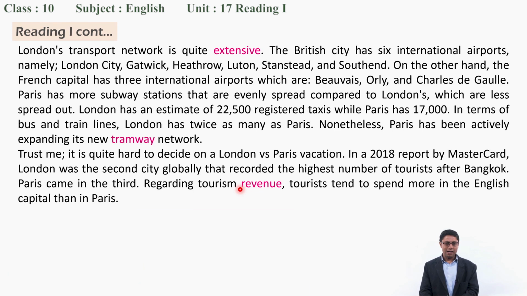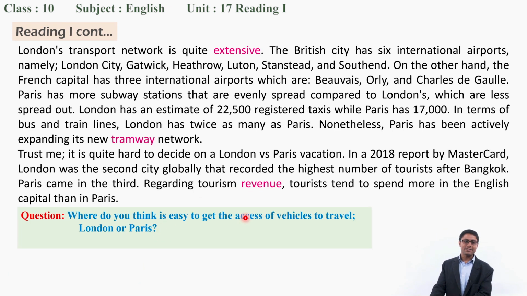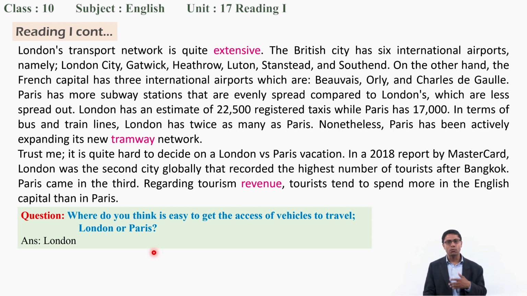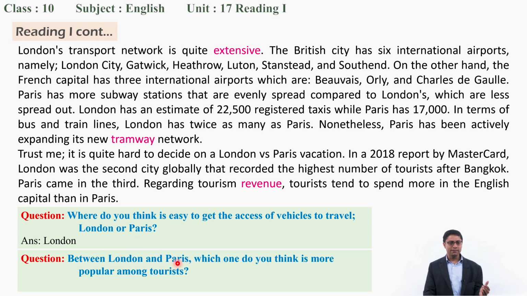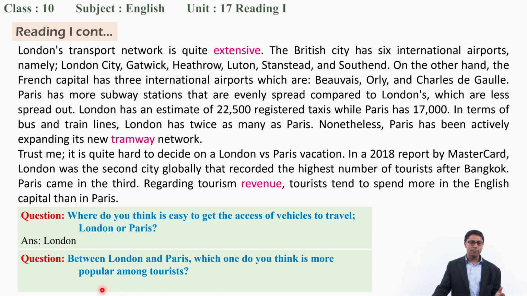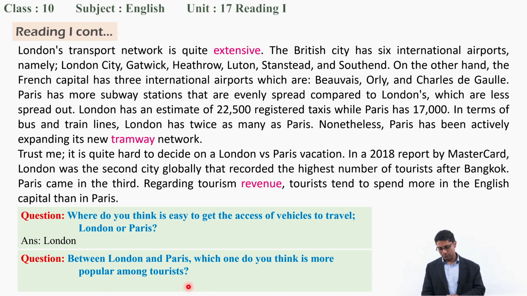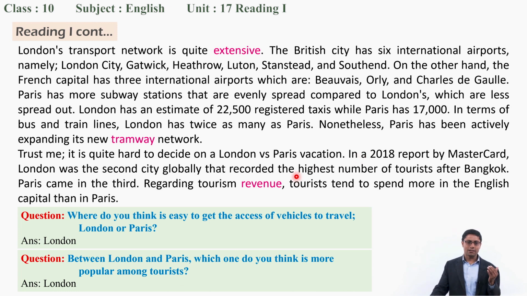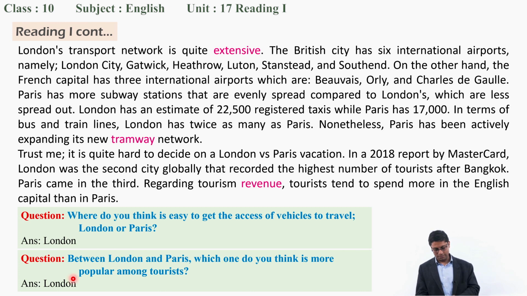Okay, now I have a question for you. Where do you think is easy to get access to vehicles to travel, London or Paris? It was a question. So what did you find out? Certainly it's London because it has more bus lines, more train lines, more airports. Okay. So similarly, the next question was, between London and Paris, which one do you think is more popular among tourists? Again, we already discussed it's London because a report showed that the second highest number of tourists visited London.